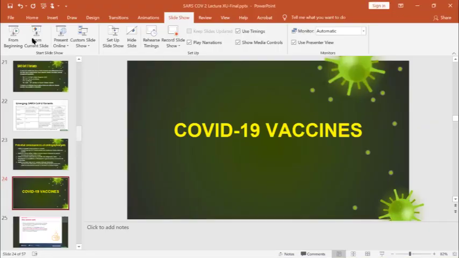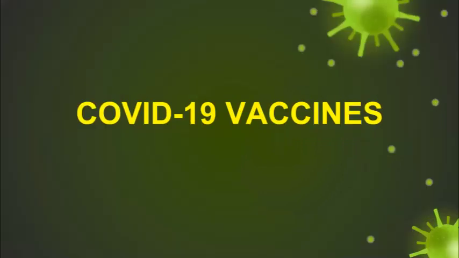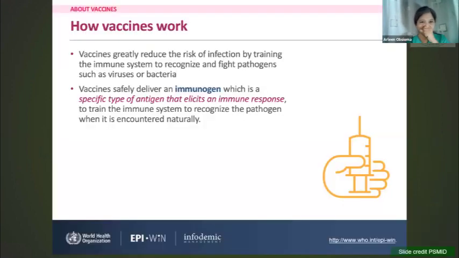Yes, Doc. So now we go to the different COVID-19 vaccines. We asked the question first, no? So this was partly discussed by Dr. Gina already. Vaccines greatly reduce the risk of infection by training the immune system to recognize and fight pathogens such as viruses or bacteria. Vaccines safely deliver an immunogen, which is a specific type of antigen that elicits an immune response to train the immune system to recognize the pathogen when it is encountered naturally.